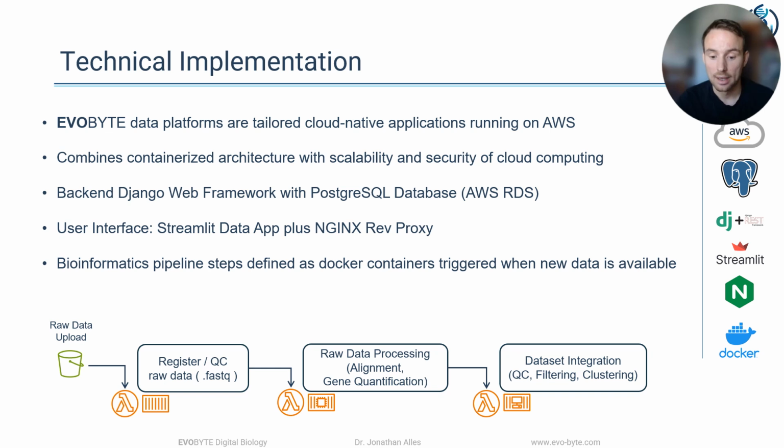So looking, for instance, at the raw data processing step, this is resource intensive, needs a lot of CPUs, needs a lot of memory to run the alignment algorithms and so on. So we can explicitly for this task configure more resources than we would, for instance, need for our FASTQ registration step. And the same is also true for the dataset integration.